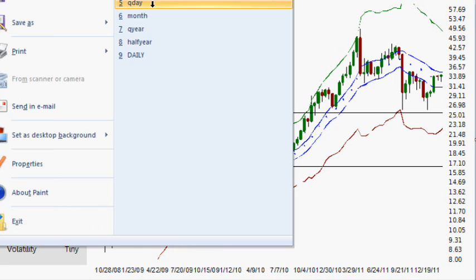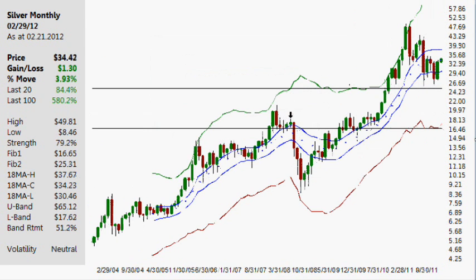Let's move this on now to the monthly chart. Its volatility is neutral, but if we continue a month like this, it's probably going to go to small because you've got a small candle right now. It hasn't really done too much in the month. Well, right now it's the 21st of February. The month ends on the 29th, so we've got a little over 1 week to go, basically.